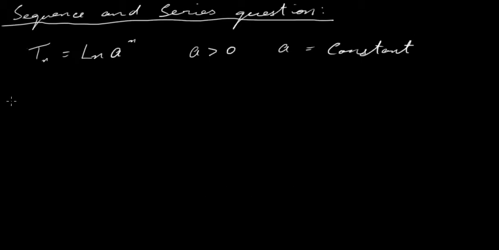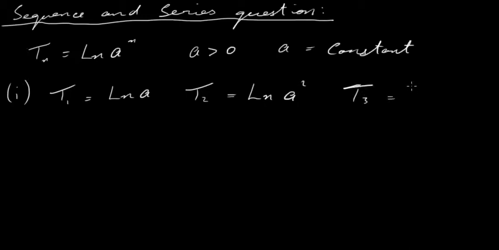And the first part of the question asked us simply to prove that terms 1, 2 and 3 are in arithmetic sequence. So term 1 is just simply log a to the power of 1, term 2 is log a to the power of 2, and term 3 is log a to the power of 3. So are these three in arithmetic sequence?